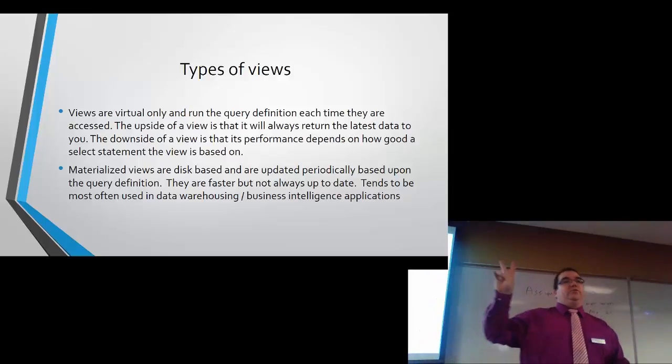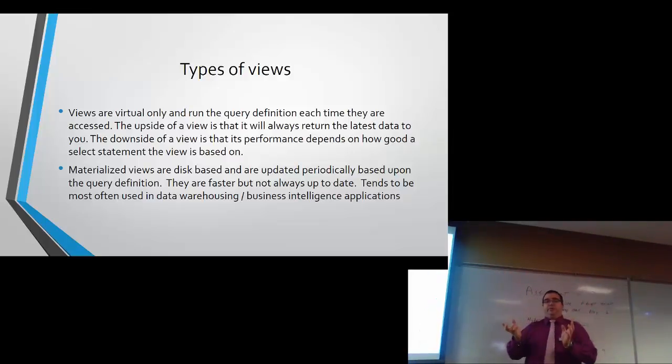Now, there are 2 kinds of views. Regular views are virtual only. That means the definition is stored, but every single time you access it, you go select star from whatever the view is called. It scans all the tables that are involved and returns everything. So every single time you retrieve from a regular view, it pulls the data right away. The upside is the data is always fresh. The downside is it's going to eat performance depending on how complicated the underlying queries are, depending on how complex the server is, that kind of stuff.